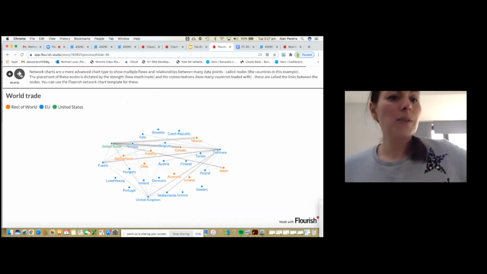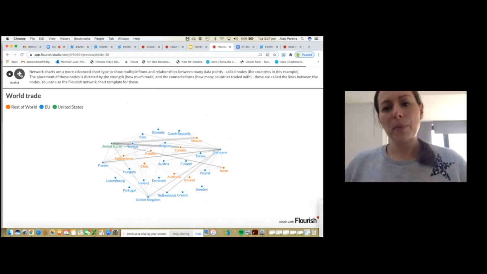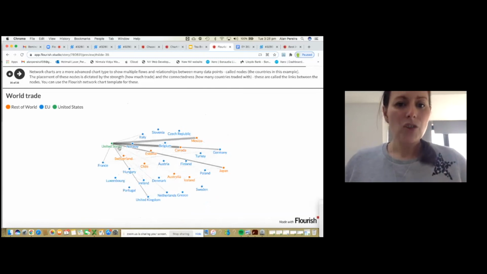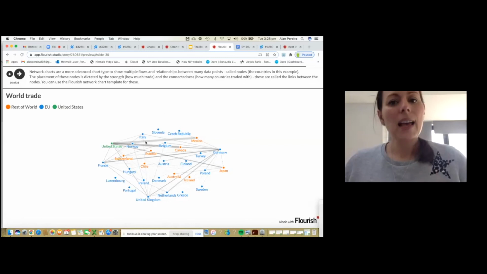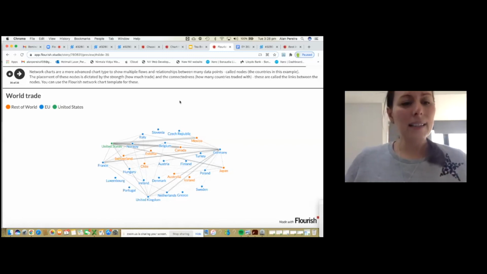Lastly, in flows and relationships, network charts are a very advanced chart type for showing multiple relationships between many data points. So we call these nodes, the relationship between these different countries, and the placement of these nodes are dictated by the strength of these links, so these trade flows. So by the strength of the link, so how much trade is going on, and the connectedness, so how many countries is each country connected to through its trades. And this can also be referred to as a link node diagram.